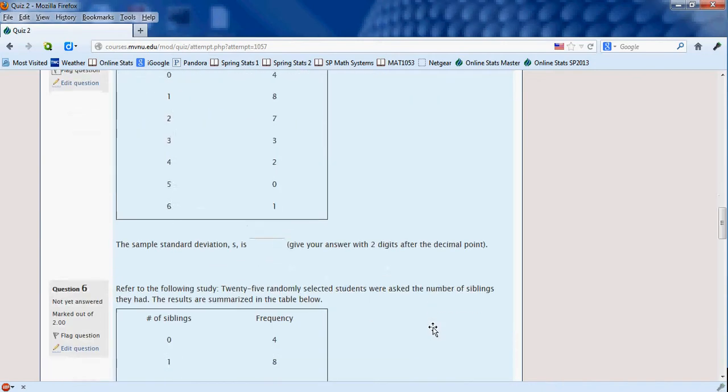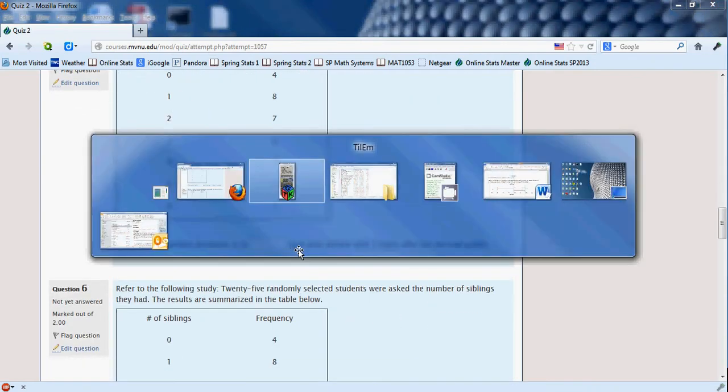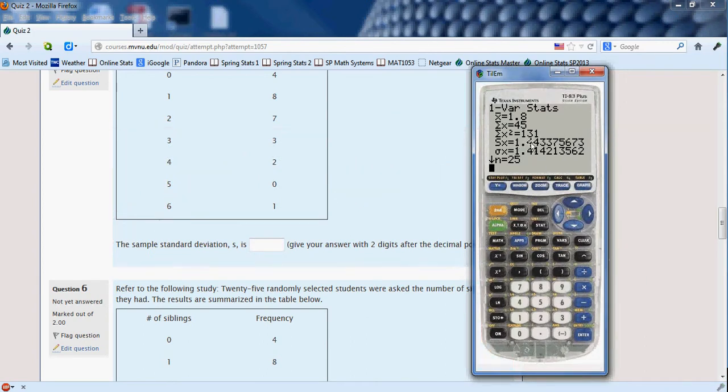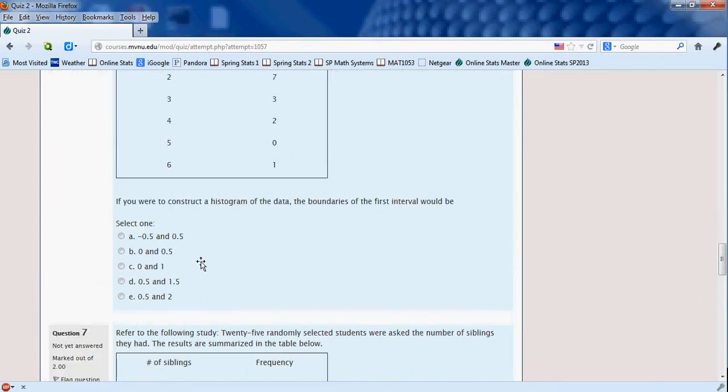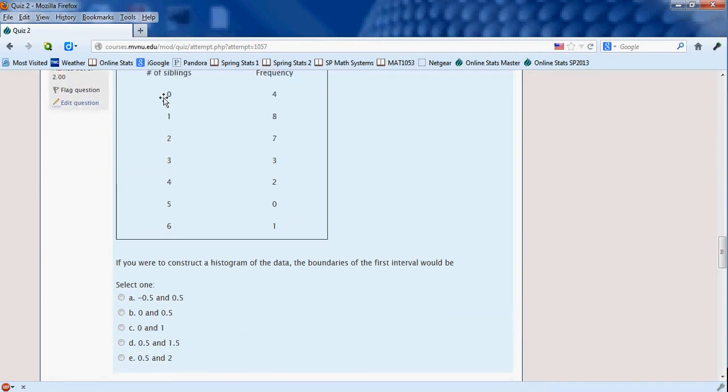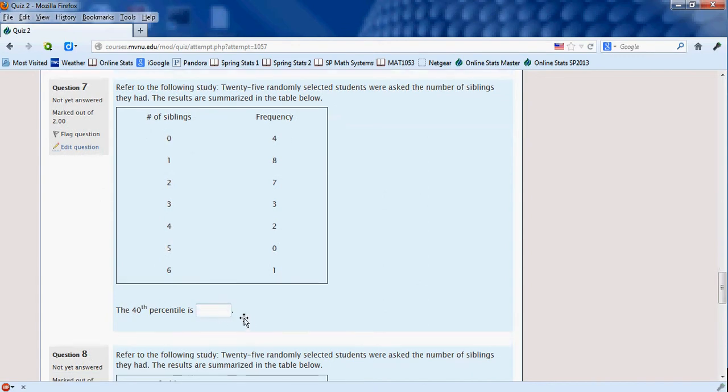Let's see, the next problem asks for the standard deviation with 2 digits. That's this one, 1.44, because it's the sample standard deviation, not population. The next one is asking if you were to construct a histogram, the boundaries of the first interval would be which one of these? Well, the first interval should include the 0, and that's this one. You go a little bit below 0 and a little above 0. The next one, 40th percentile.